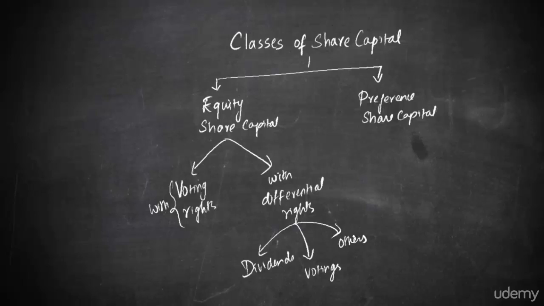So that's about the equity share capital, which can be issued with voting rights and with differential rights with respect to dividends, voting, and other things. Now we'll also touch on the preference share capital, which I'll show in the next screen. We should know what preference share capital is, that is, what is the nature of preference share capital.